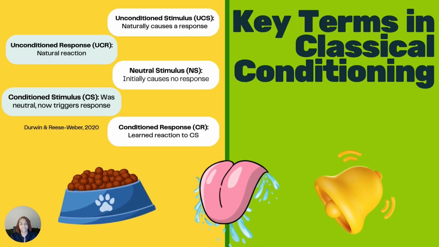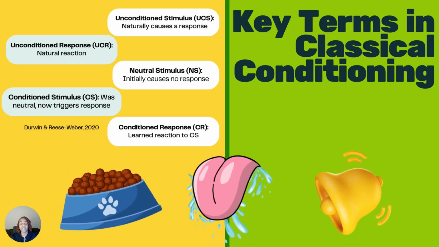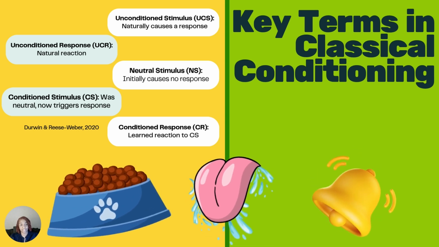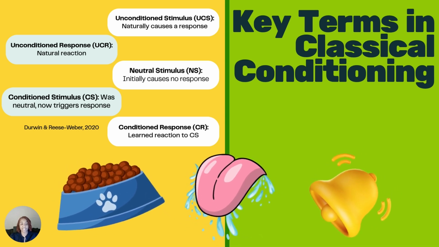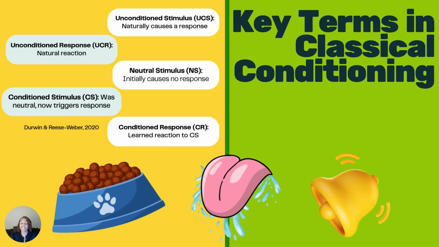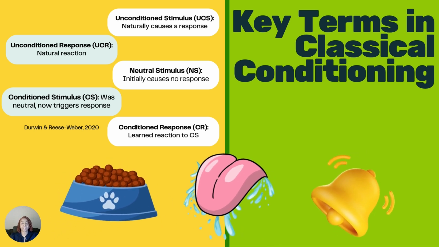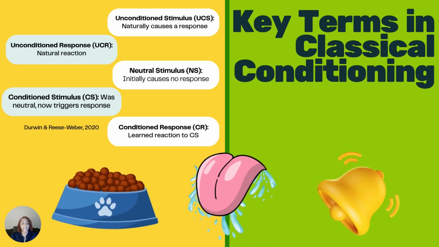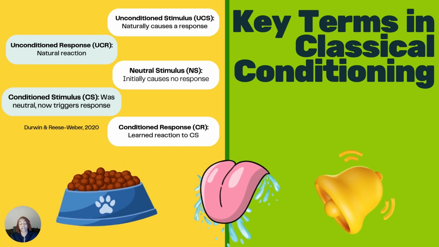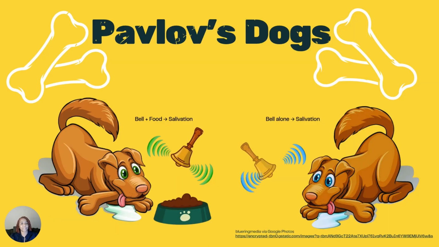For example, in Pavlov's experiment, the food is the unconditioned stimulus. Salivation is the unconditioned response. The bell starts as a neutral stimulus. After repeated pairings, the bell becomes the conditioned stimulus, and the salivation becomes a conditioned response.